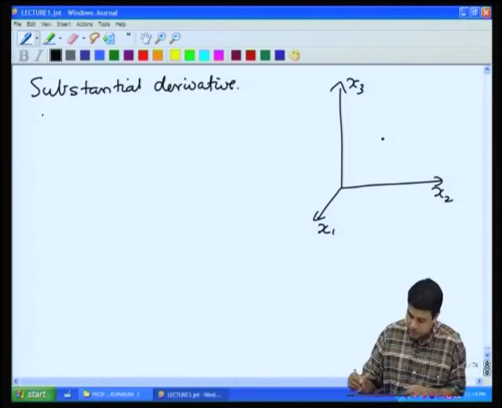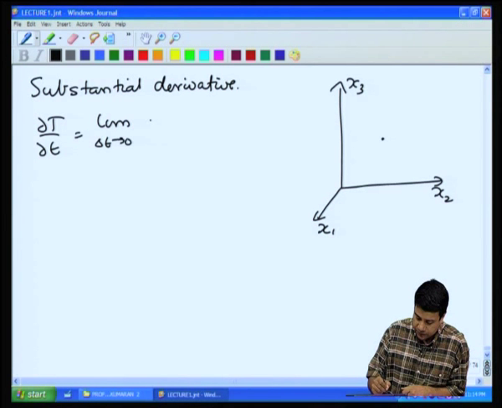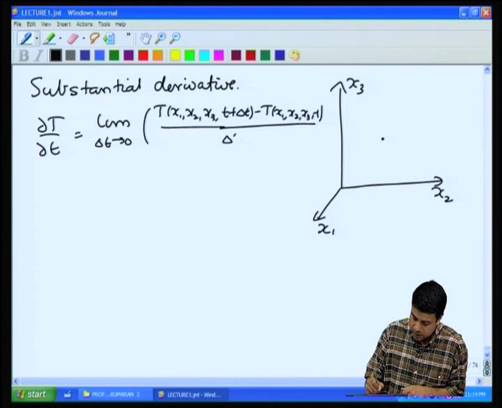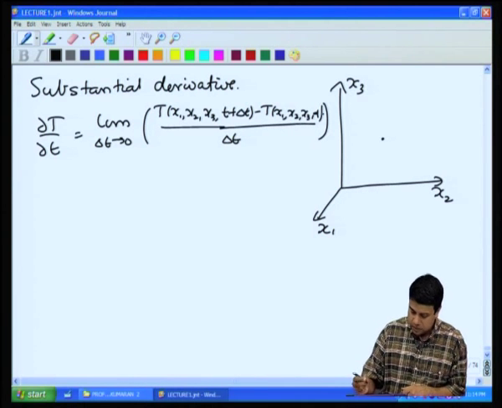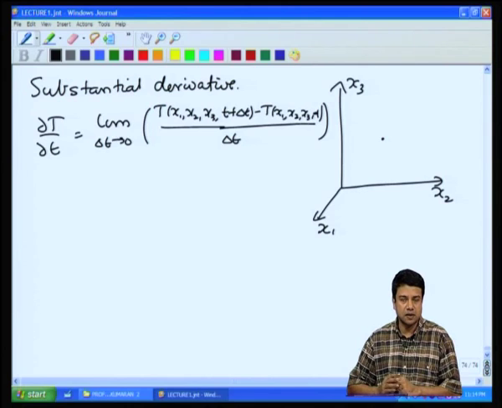So, for example, if I have a temperature field in this 3-dimensional system, partial T with respect to t is equal to the limit as delta t goes to 0 of T at x1, x2, x3, t plus delta t minus T at x1, x2, x3, t, divided by delta t. Okay. So, that is the partial derivative, the difference in temperature between two time instants divided by the time interval in the limit as that interval goes to 0.